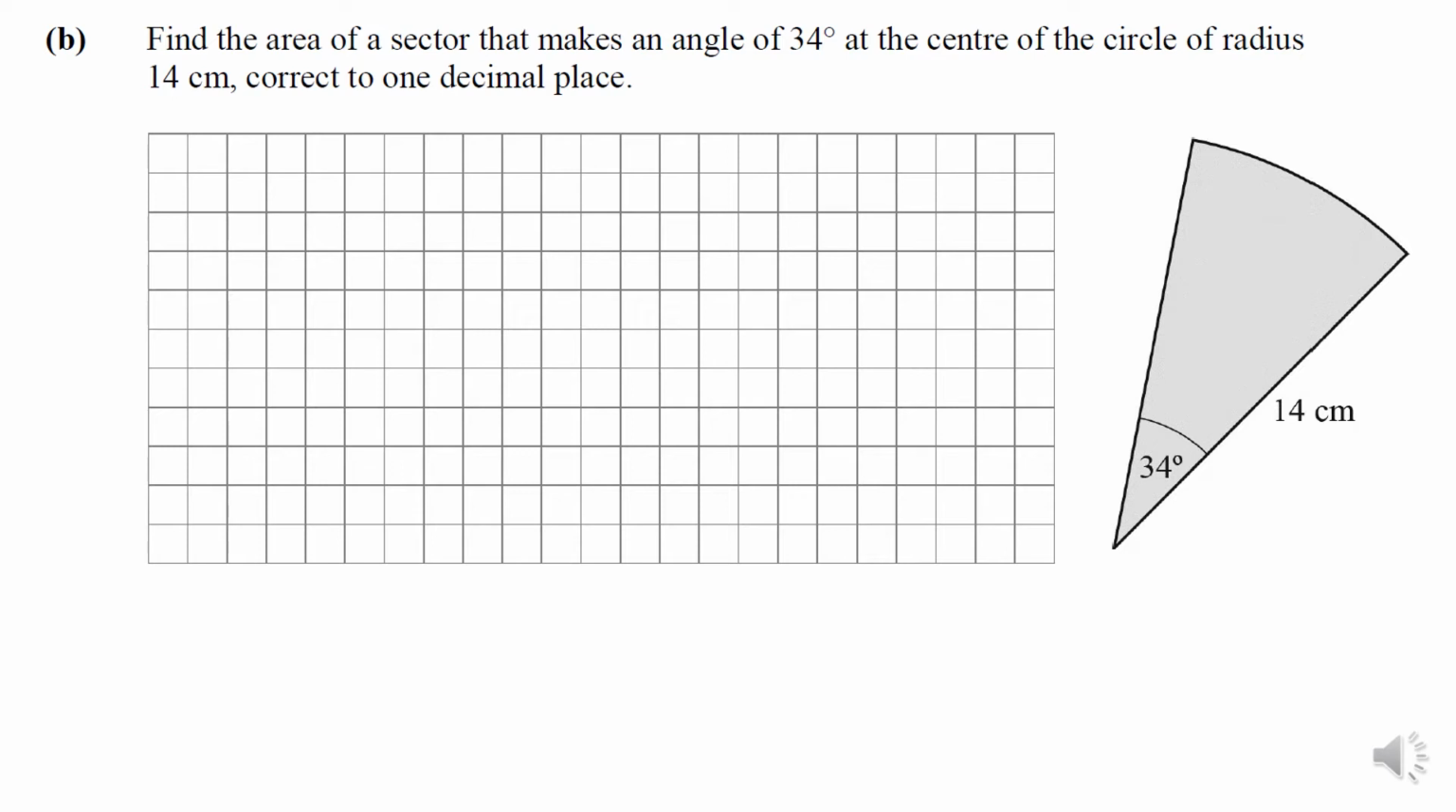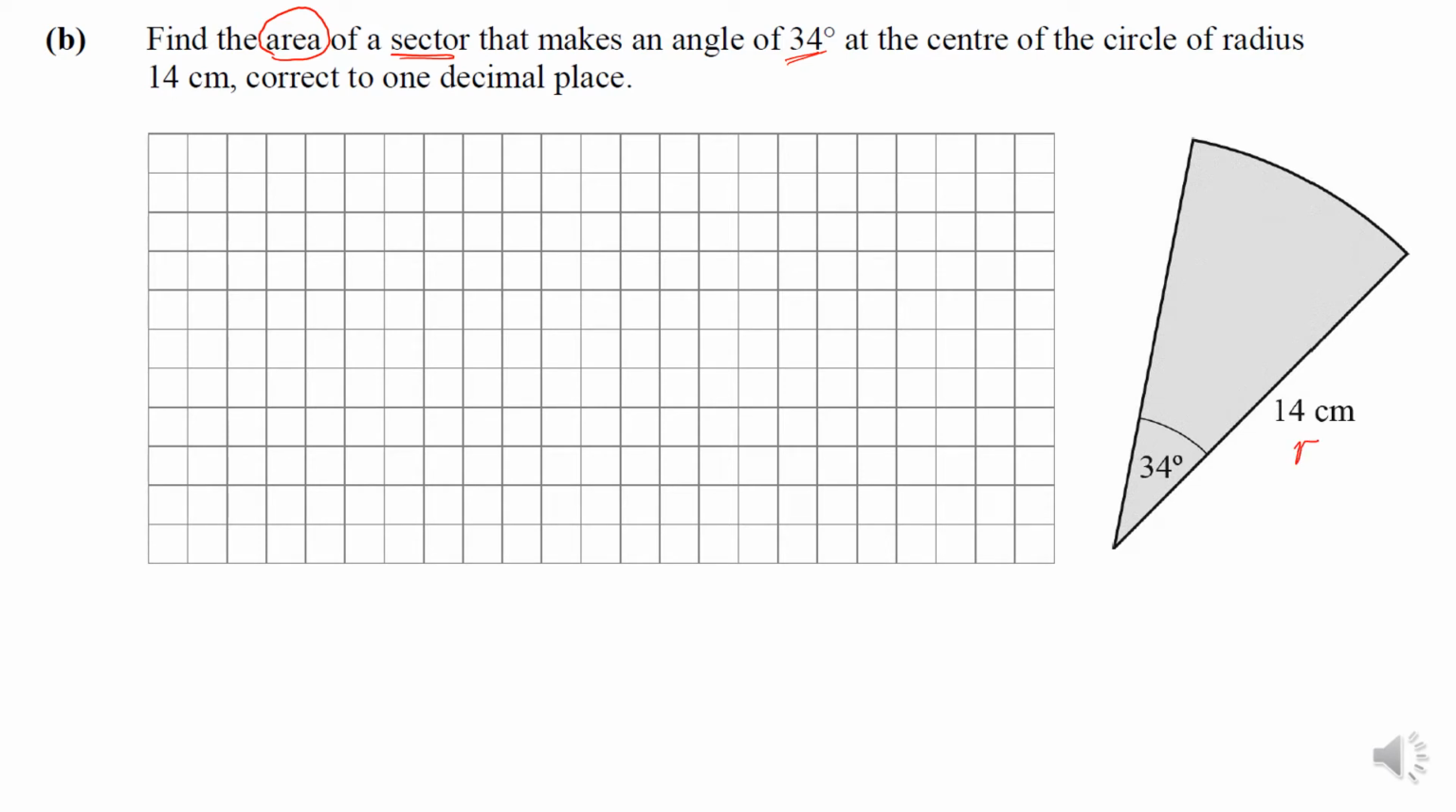So this is part B. Find the area of a sector that makes an angle of 34 degrees at the center of a circle of radius 14 centimeters. Correct to 1 decimal place. Let's read the question again one more time, but really carefully. Firstly, we're looking for the area of a sector. A sector, you can see in the picture, is a portion of a circle, like a pizza slice. We do have an angle, 34 degrees, and the radius is 14, so this 14 is a radius, or r.